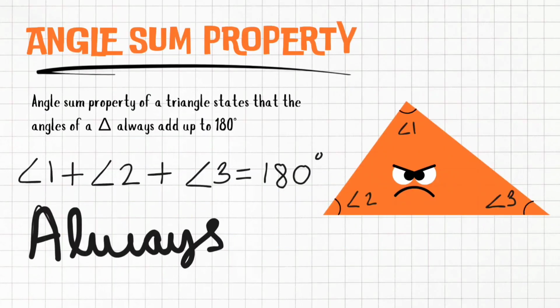The second property is angle sum property. Here, when all the angles are added, the total should be 180 degrees. Hence, angle 1 plus angle 2 plus angle 3 equals 180 degrees.